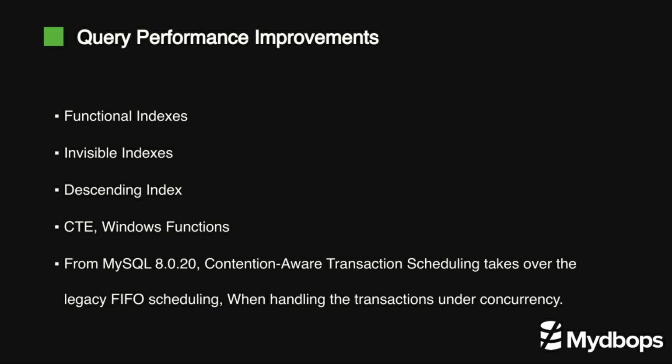And for handling transactions under concurrency, the earlier FIFO algorithm was used. Prior to 8.0.20, there was contention-aware transaction scheduling, which would kick in only if there was a huge contention, like when there were 32 plus threads waiting. Now, with the improvements made in this algorithm, FIFO has become redundant, and the contention-aware transaction scheduling algorithm has become the standard, which can scale on high concurrency.